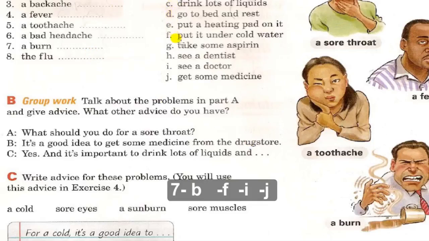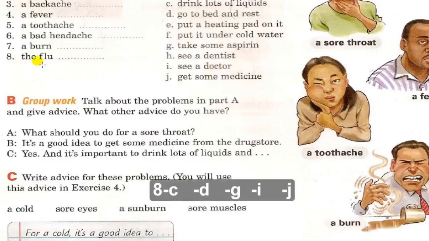F. It's important to put it under cold water. To put it under cold water. Put it, with a T sound. I. It's important to see a doctor. J. It's a good idea to get some medicine.